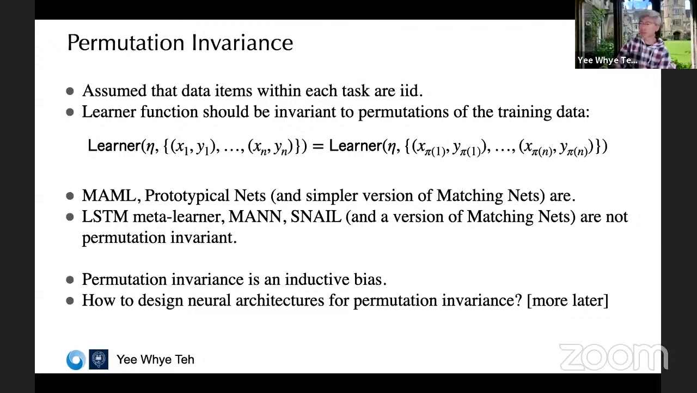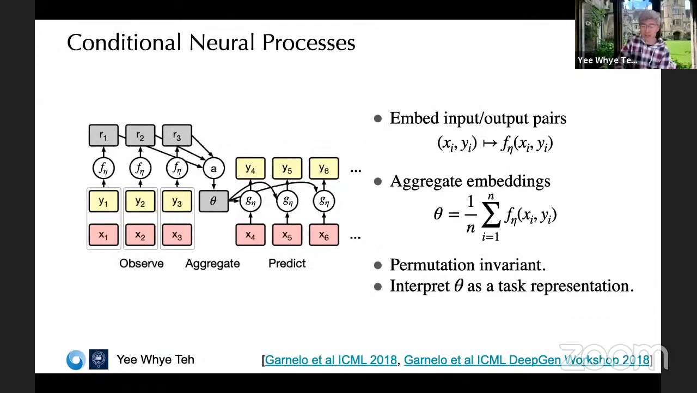Okay, so what is the conditional neural process? You can think of it as a black box meta-learning system where, given training sets, so these are input-output pairs, the way the conditional neural process works is that we're gonna take each of these input-output pairs and embed them into some embedding space. So this is similar to matching nets, except that we're actually embedding the input-output pair as opposed to embedding only the input points, okay?